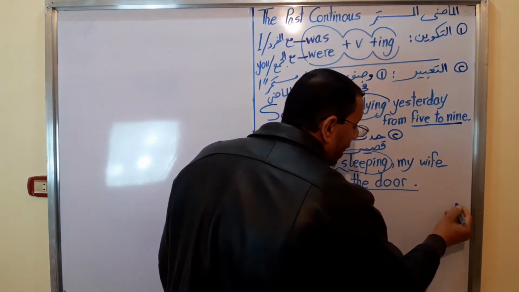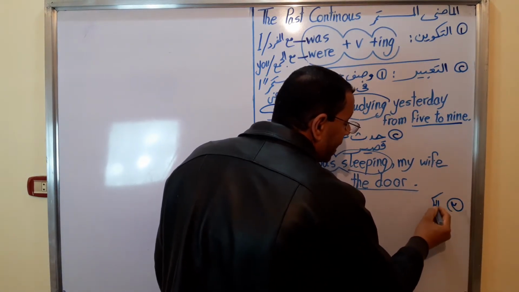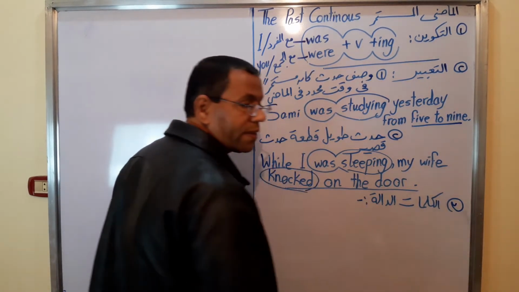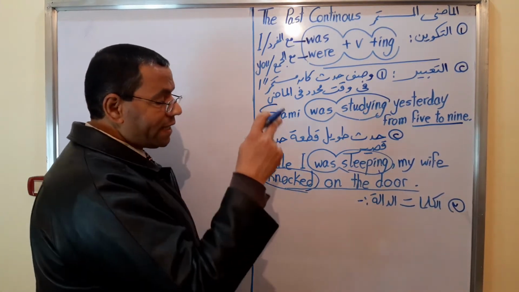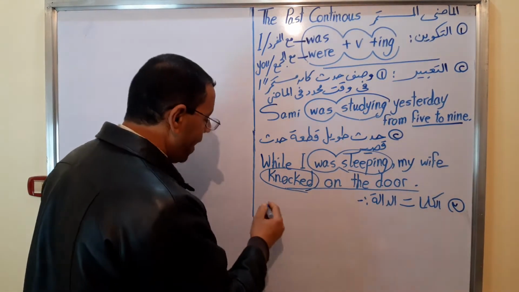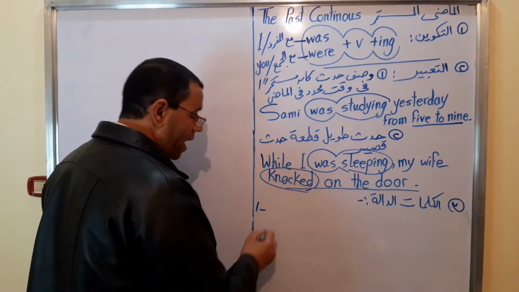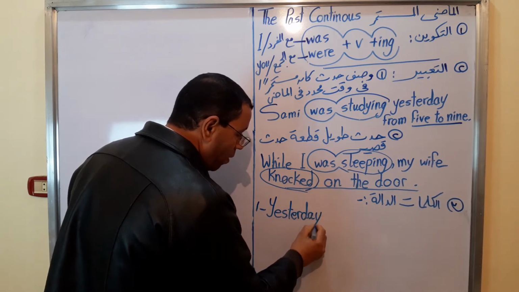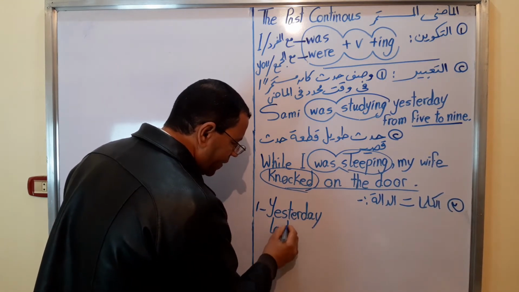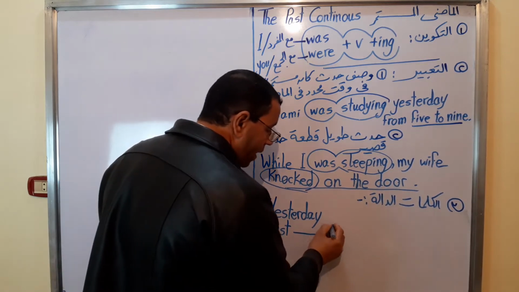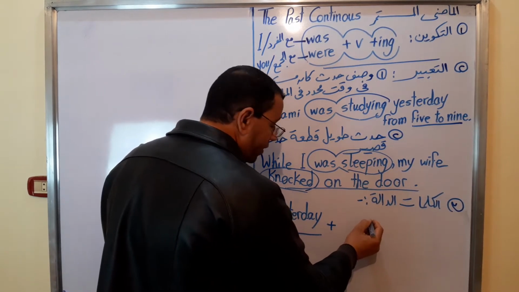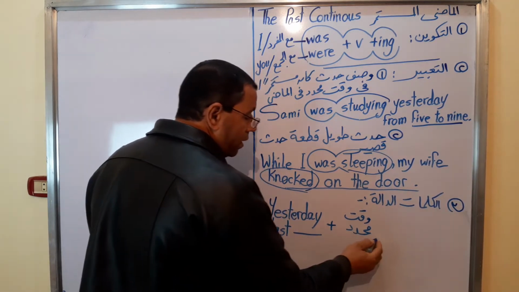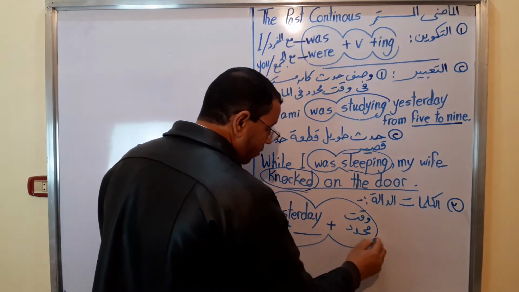After that, we have the keywords of the past continuous, the words which tell me that in this sentence there is past continuous. We have the word yesterday, last, anything like last Monday, plus a specific time. Yesterday plus last plus a specific time.